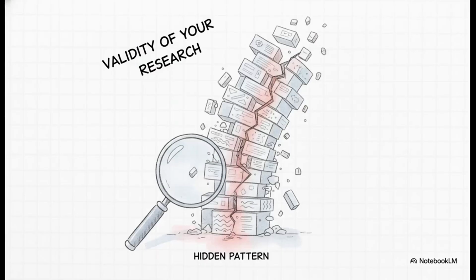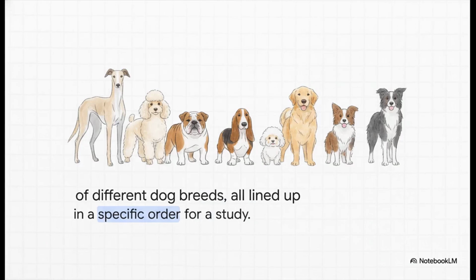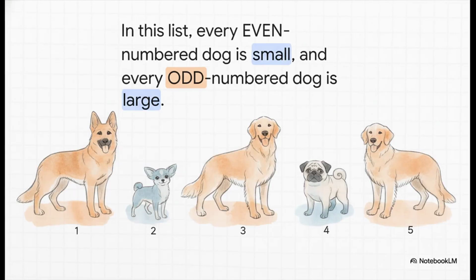Now, I really want to zero in on that vulnerability to hidden patterns, because it is by far the biggest weakness of this entire method. And when it goes wrong, it goes really wrong. Let's look at a hypothetical example to see just how bad it can get. Okay, so imagine we have a big old list of different dog breeds, and they're all lined up in a very specific order for some kind of study. Now here's the catch. What we don't realize is that there's a hidden, non-random pattern baked into this list. For whatever reason, it alternates perfectly. Large dog, small dog, large dog, small dog. Every single odd-numbered dog on the list is large, and every even-numbered dog is small.